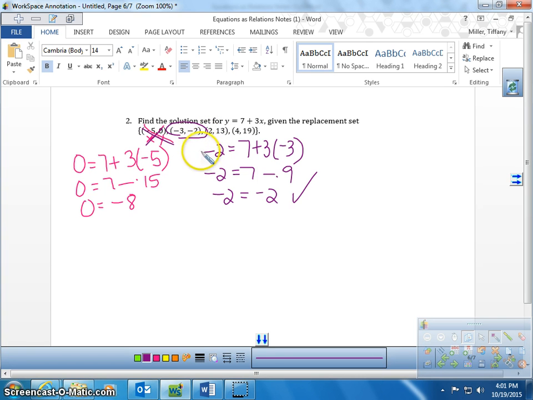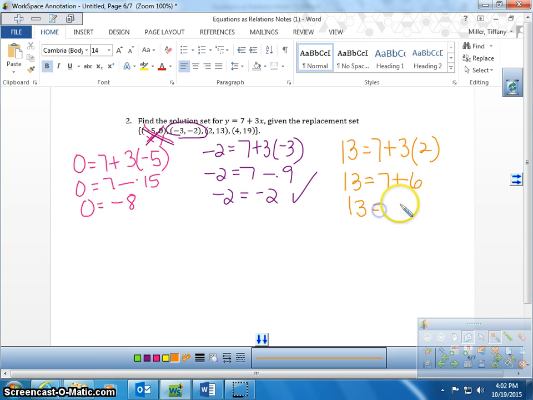Now, we can't just say that's the only solution. I want to check and make sure (2, 13) and (4, 19) work. So let's plug in (2, 13). So 13 is equal to 7 plus 3 times 2. I'm going to multiply first, so 13 is equal to 7 plus 6. And now you're going to add: 7 plus 6 is 13. Does 13 equal 13? Yes, it does. So therefore, (2, 13) is a solution as well.